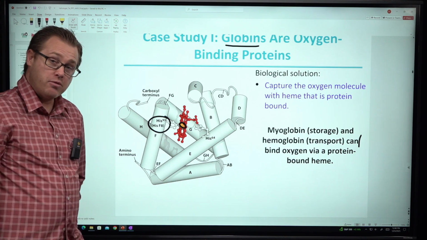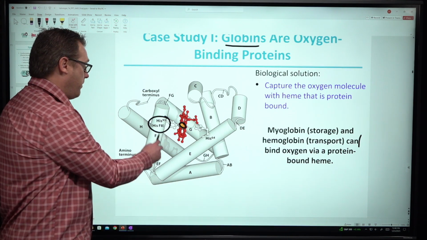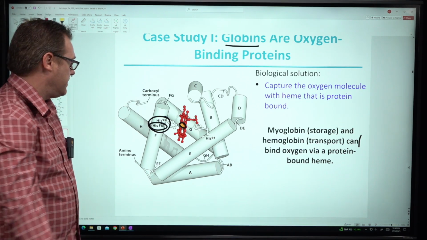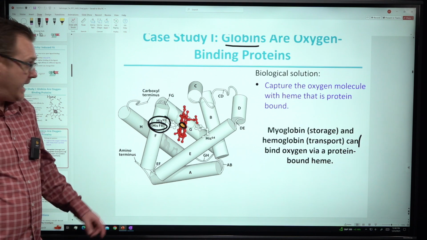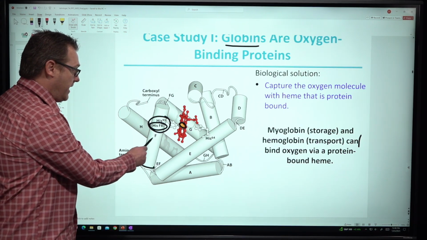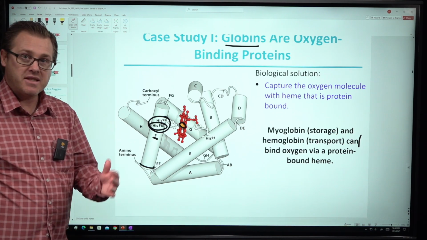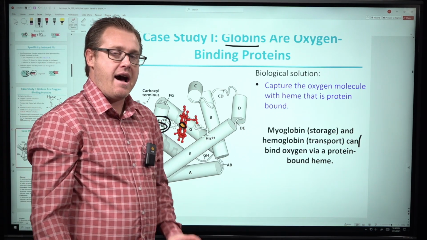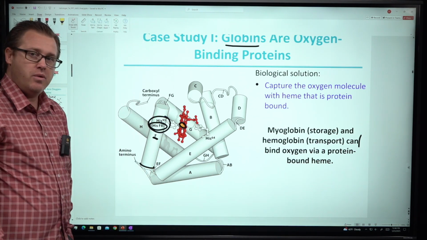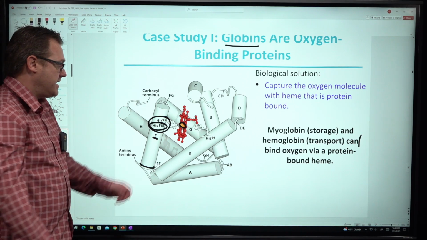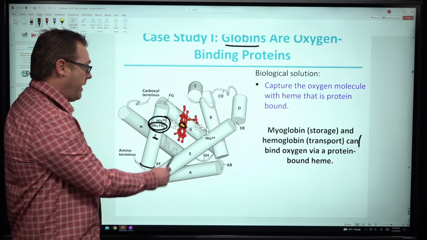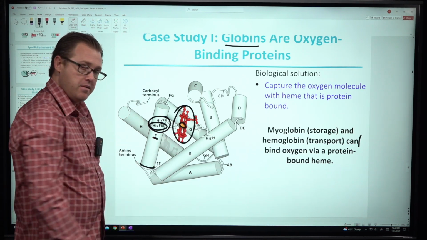But we could also refer to histidine 93 with this His F8, for histidine F8. And what that means is the histidine is going to be found in the F alpha helix at position 8 in that alpha helix. Okay, so there's 2 ways to refer to it. And that histidine is really, really important in how it interacts with the heme.